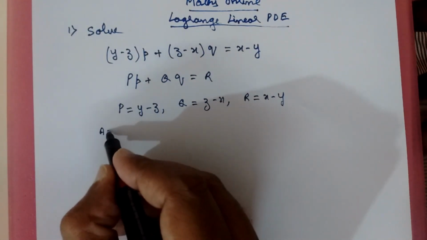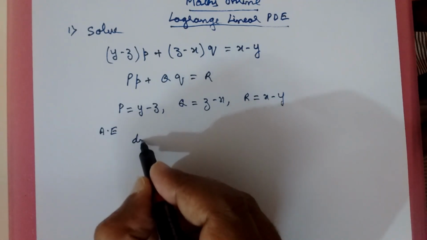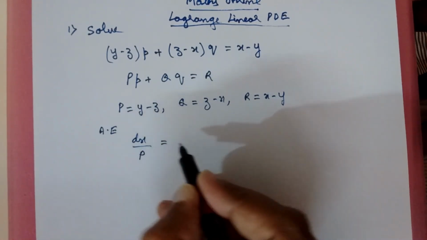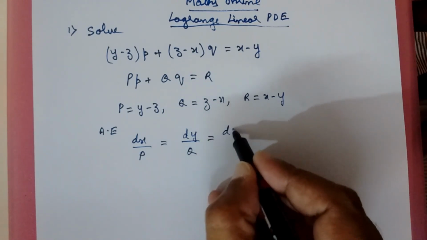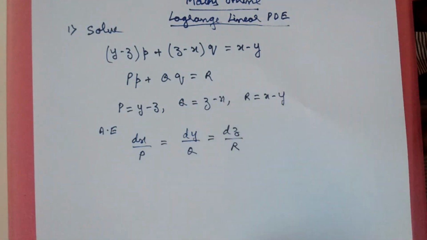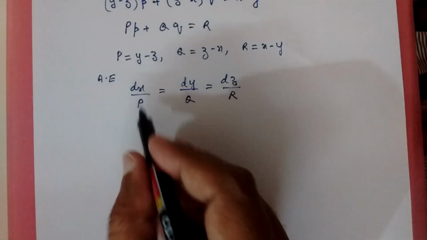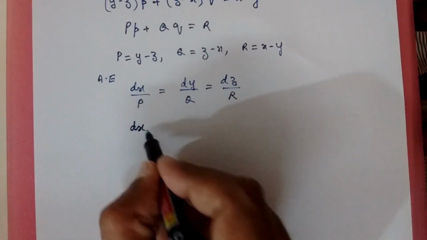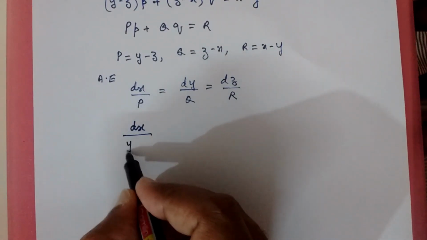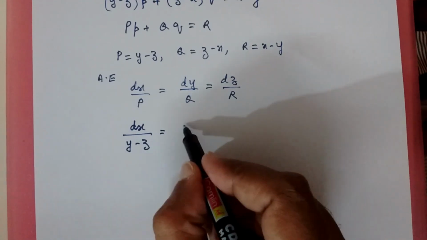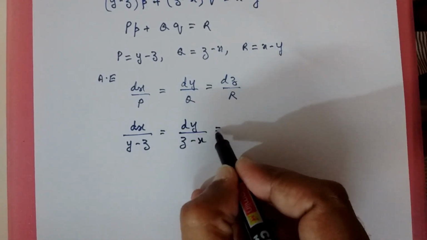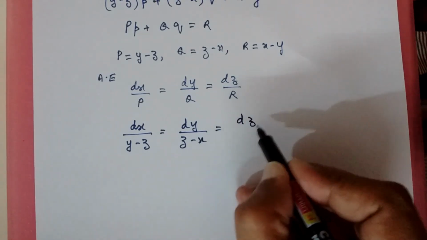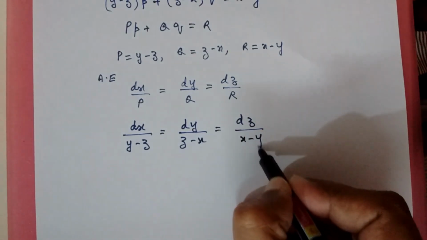Now the auxiliary equation will be dx by P equals dy by Q equals dz by R. So plug in the values of P, Q and R. We'll get the P value is y - z, the Q value is z - x, the R value is x - y.